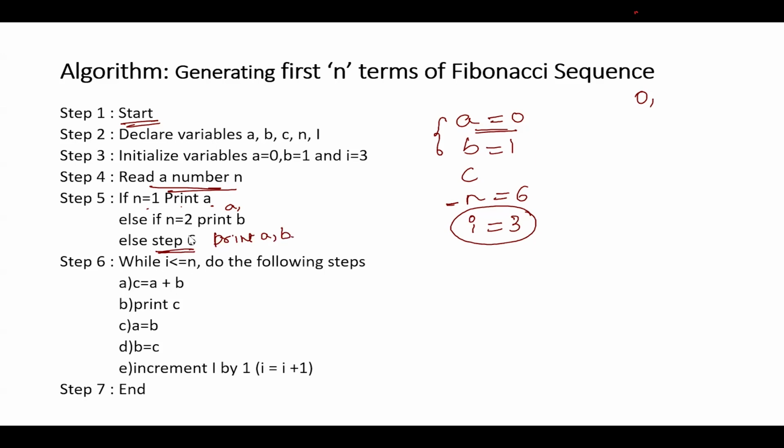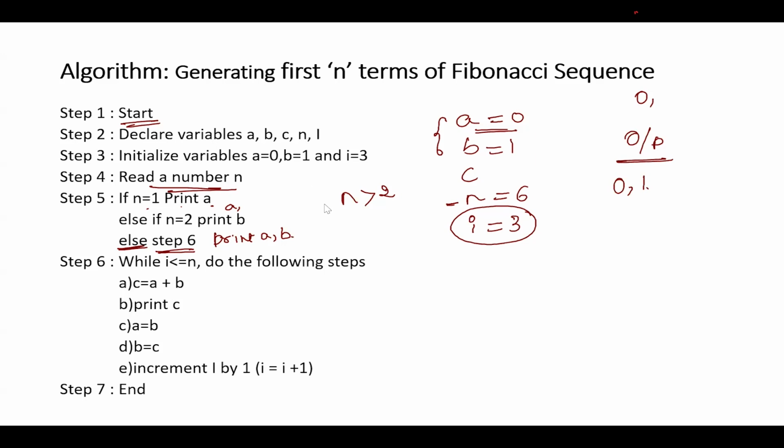Now, why exactly? This else will come into the picture only when n is greater than 2, whatever the value is given, which means we have to anyway print the first two terms. We have to print 0 and 1, and then we will move on to step 6. Right? So, how is this algorithm?